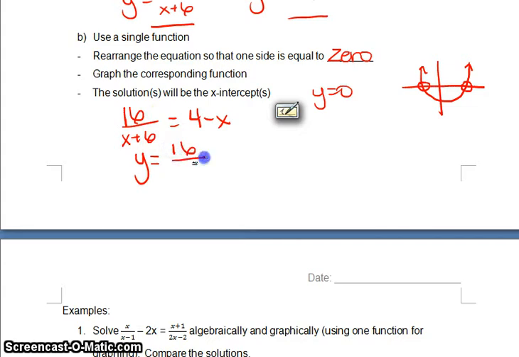You'll have 16 over x plus 6, and move everything over to one side, and it actually doesn't matter which side you move it to. So in this case, I'm going to move my 4 and negative x over, so we have negative 4 plus x. And then from here, you're going to look at when y is equal to 0, or when it crosses that x-axis, okay?